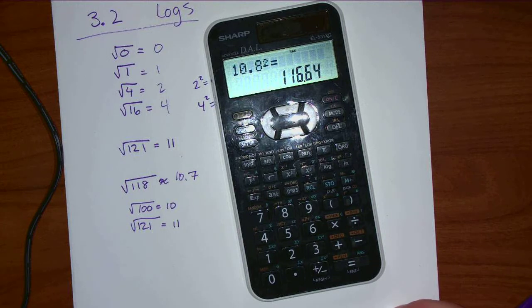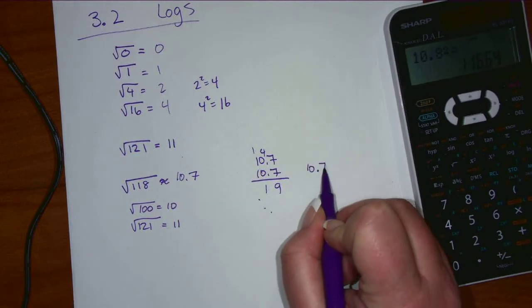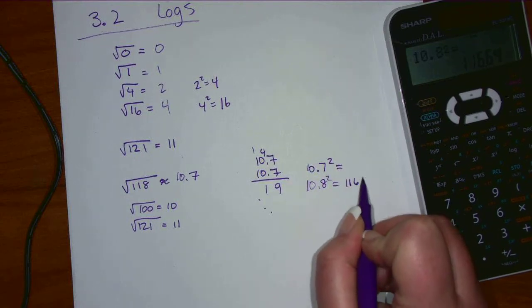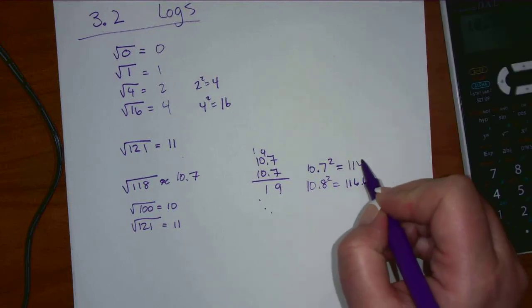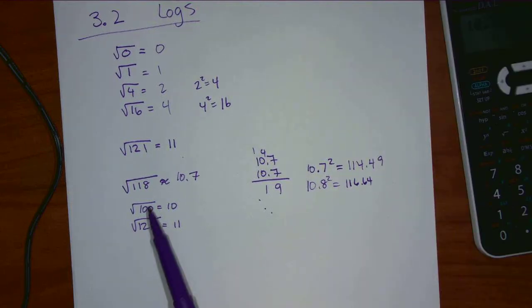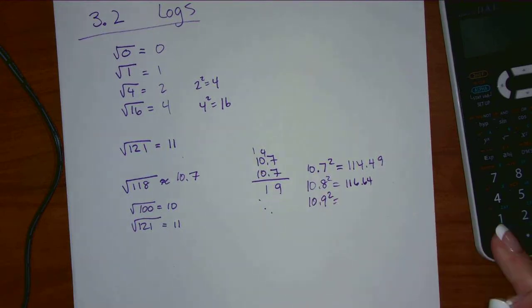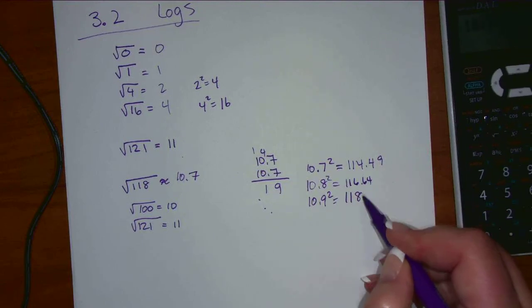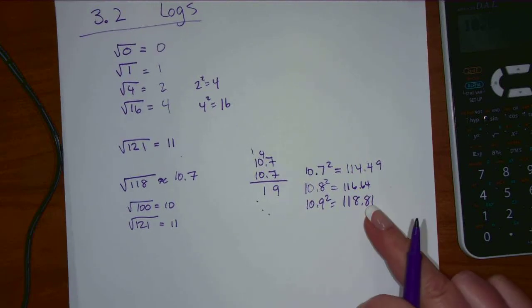So 10.7 and 10.8 was 116. What was 10.7? 114. And what do we want? 118. We have to go higher. 10.9. I get 118.81. So we would have guessed a little off. That's a little closer. What would we have to do if we wanted it to be more exact? What would we have to do? We'd have to go in between these two.